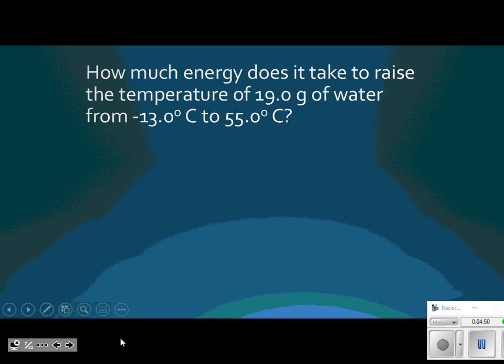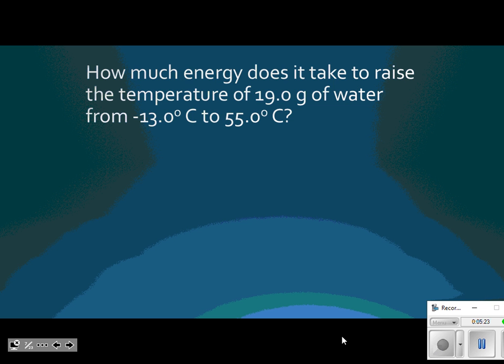Now, go ahead and copy. This is our first phase change problem that we're going to work, other than what you did in your notes. So go ahead and copy this down and then we'll talk about it. My problem states: how much energy does it take to raise the temperature of 19 grams of water from minus 13 degrees Celsius to 55 degrees Celsius?